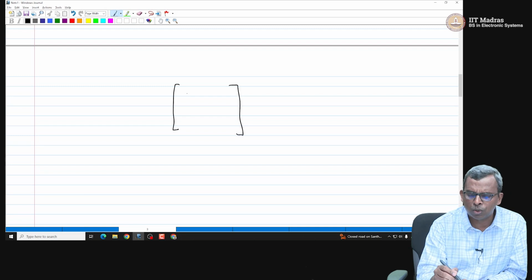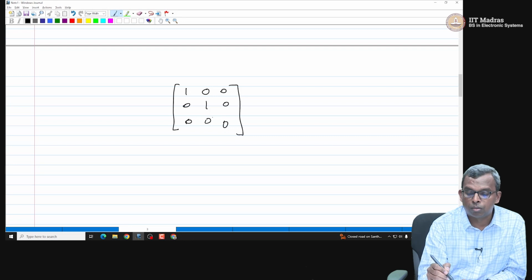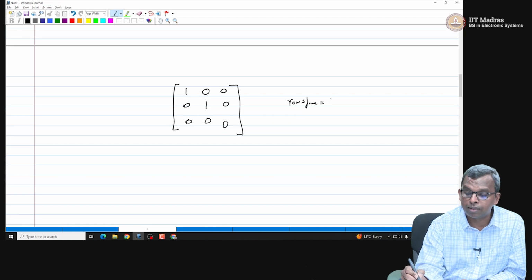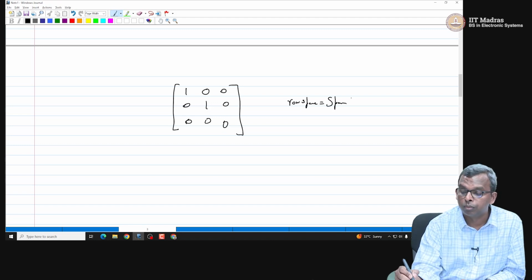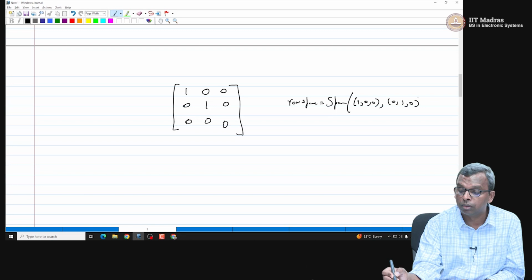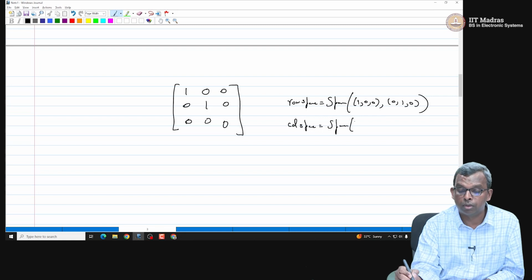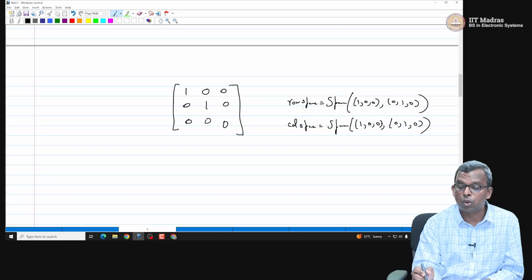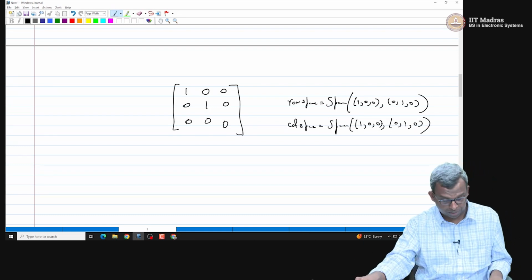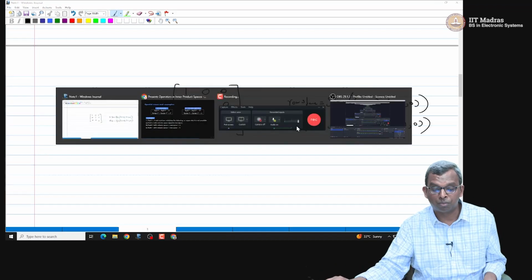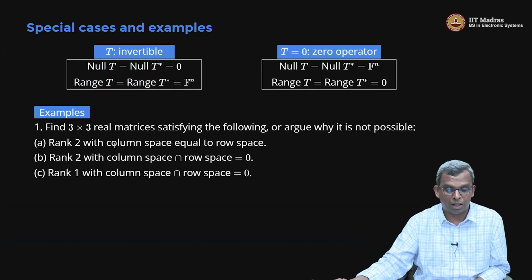Just think of diagonal, so for instance, if I do this, okay, right. So this is an example where row space is span of 1 0 0 and 0 1 0. What about column space? It's also span of 1 0 0 and 0 1 0. So notice how easy it was to come up with this example. The dimension of row space is 2, the dimension of column space is 2, and both of them are exactly equal. Okay, so easy to come up with rank 2.